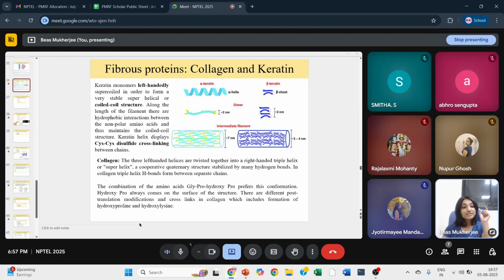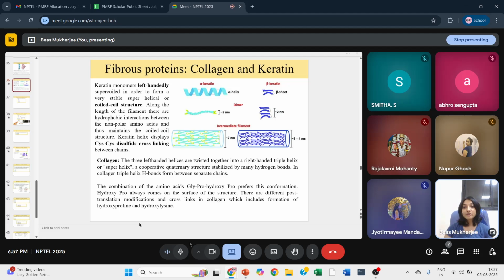What is this tripeptide repeat in collagen? What are the most common amino acids in keratin? So these are the questions that you can expect. Okay, so glycine, proline, hydroxyproline. This is the one that is there in repeats, and this prefers a conformation.